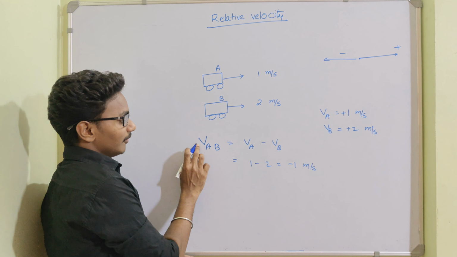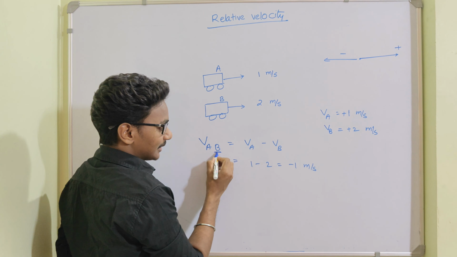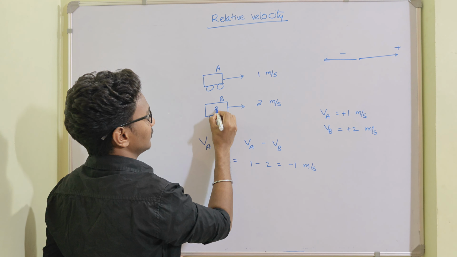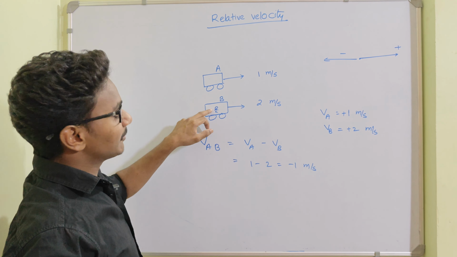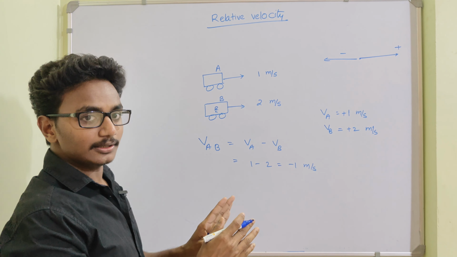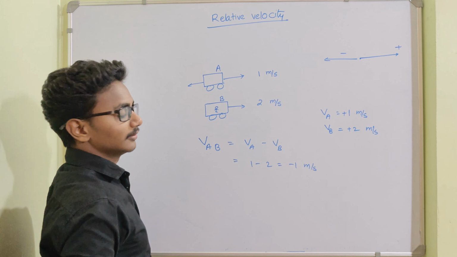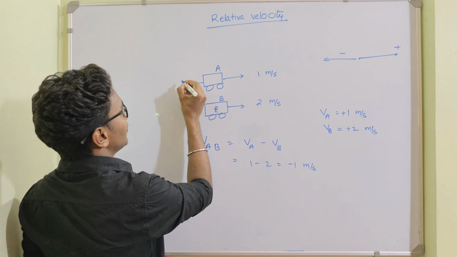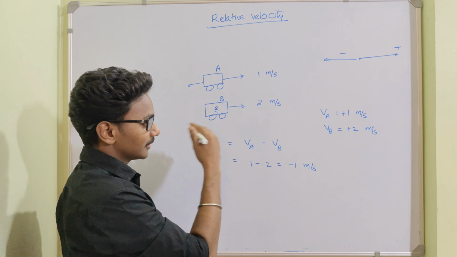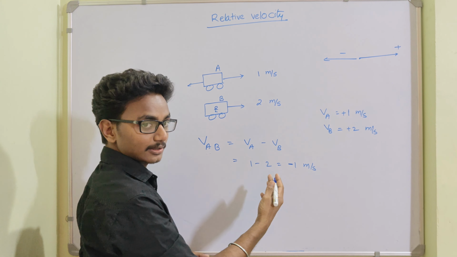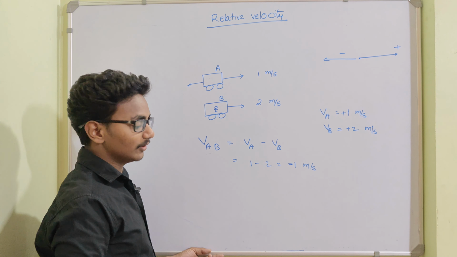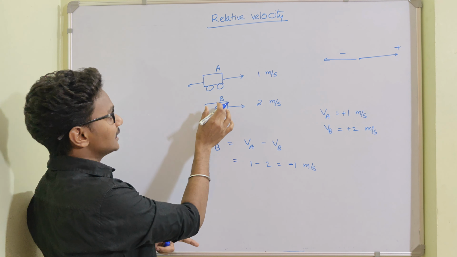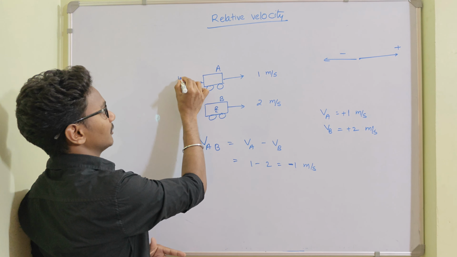What does this mean? Velocity of A with respect to B. The second letter represents from where you are observing. You are observing from B. If you are observing from B, A is moving in this direction because you are 1 meter per second ahead, so you might feel A is traveling in the backward direction. That's why this negative symbol is there. This negative symbol represents that, observing from B, A is traveling in this direction at 1 meter per second.